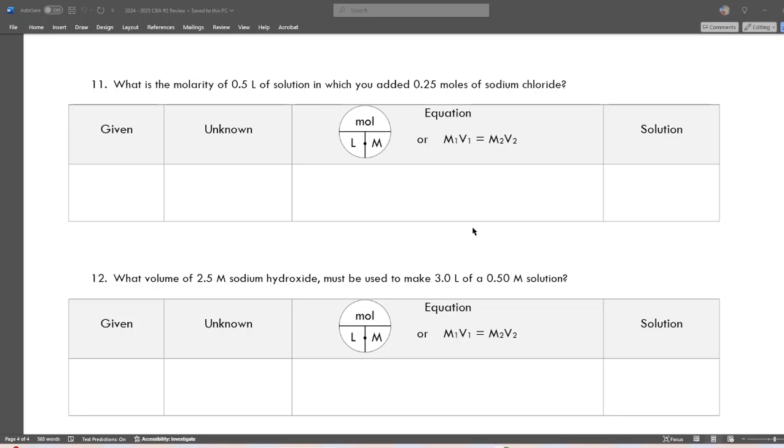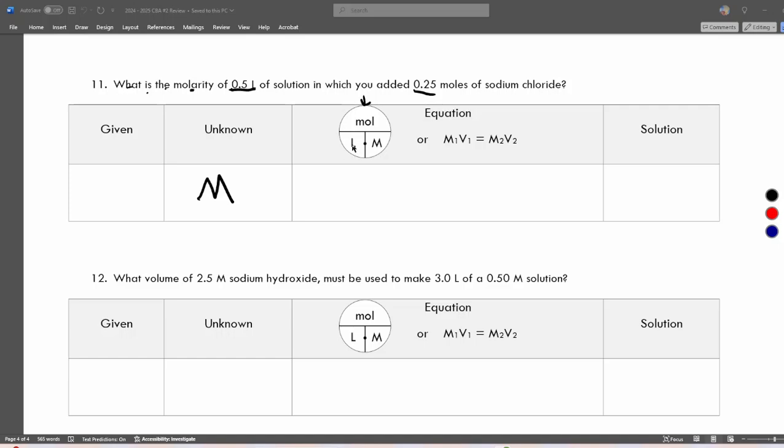Okay, the first one says, what is the molarity of 0.5 liters of solution in which you added 0.25 moles of sodium chloride? So in this one here, we set our key to, like, am I using this one or am I using this one? Our key was how many numbers did they give us? This one gave us only 2 numbers, liters and moles. That means we're going to use this one because we got 2 and we solve for the third. If we got 3 numbers, we use this one and solve for the fourth. Okay, so it says, what is the molarity? Don't forget, molarity is big M, and that's my unknown.